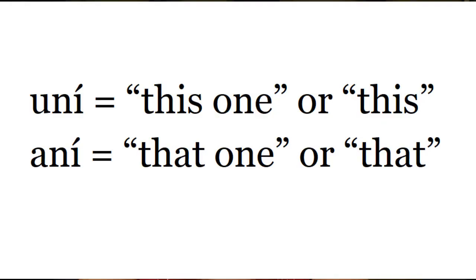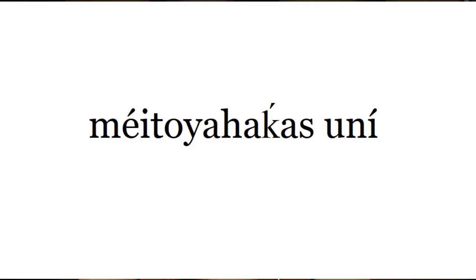Now let's talk about this and that, uni and ani. We've already been hearing unim and unidi in the recordings, so we just need to talk about them some more. Uni means this one or here. Ani means that one over there. It's pretty unusual to find uni and ani without some kind of ending, but if you do, it's because it's the object of the sentence. And here's an example. What do you think that means?